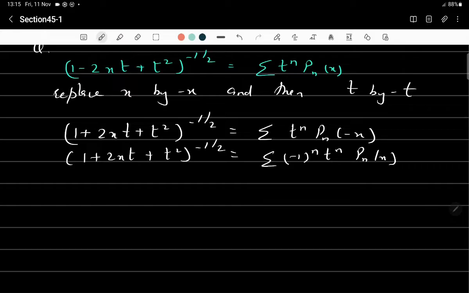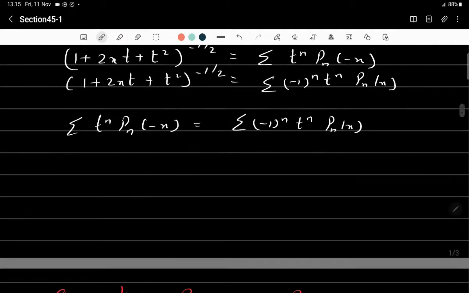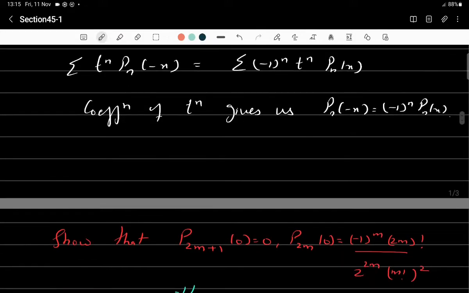Now for both the cases, left hand side is same, so if you compare the right hand side, then t raised to the power n P_n(-x) is (-1) raised to the power n t raised to the power n P_n(x). So the coefficient of t raised to the power n gives us P_n(-x) is (-1) raised to the power n P_n(x). So you can see that using the generating function, many problems can be easily addressed.